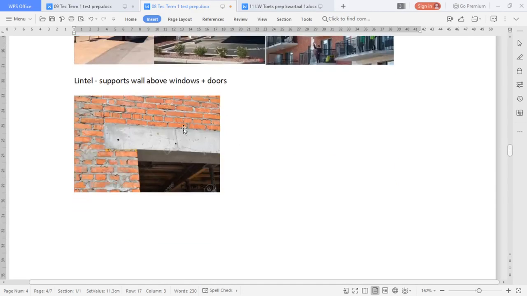Then we also get lintels. A lintel is a beam that supports the wall above the windows and the doors. So here we've got a window or a door and the lintel, you can see, is a solid concrete thing that goes on top of it, and basically what that does is it supports the window frame so that the load here from the bricks at the top doesn't crush that. So it supports the wall above windows and doors.